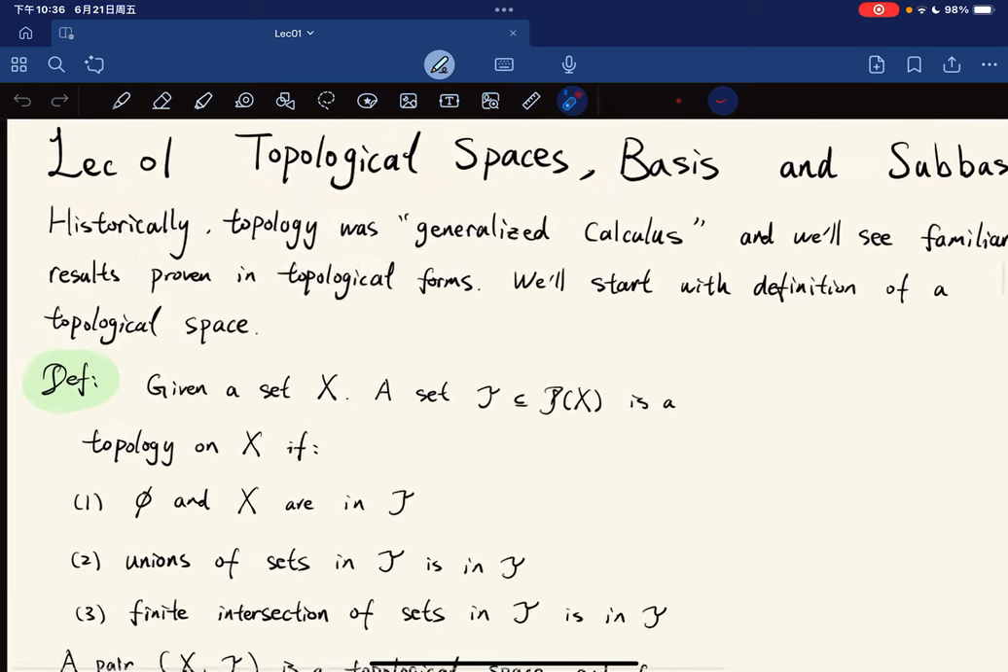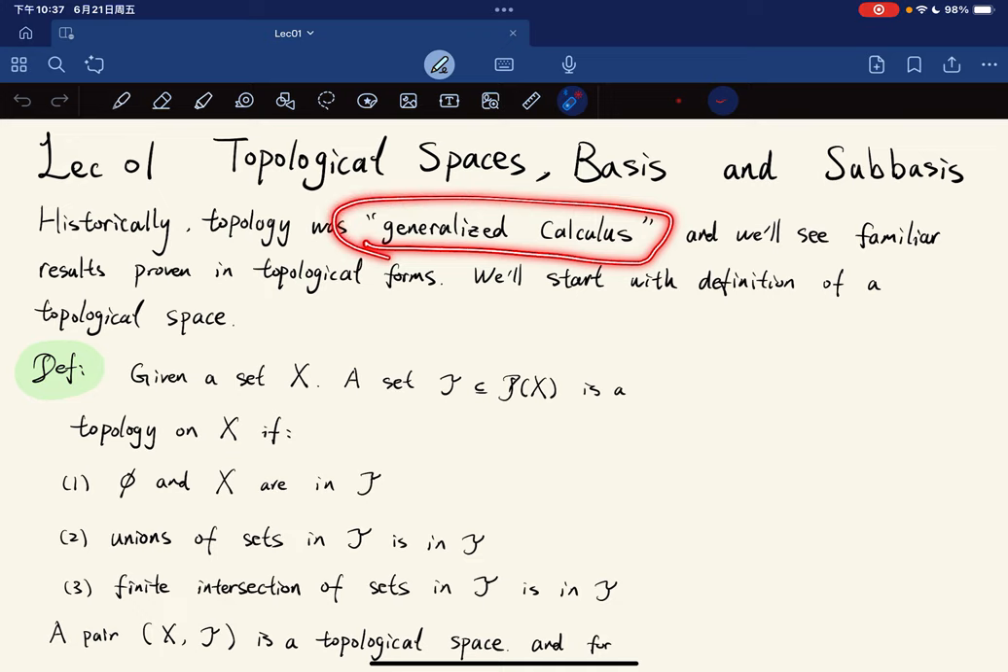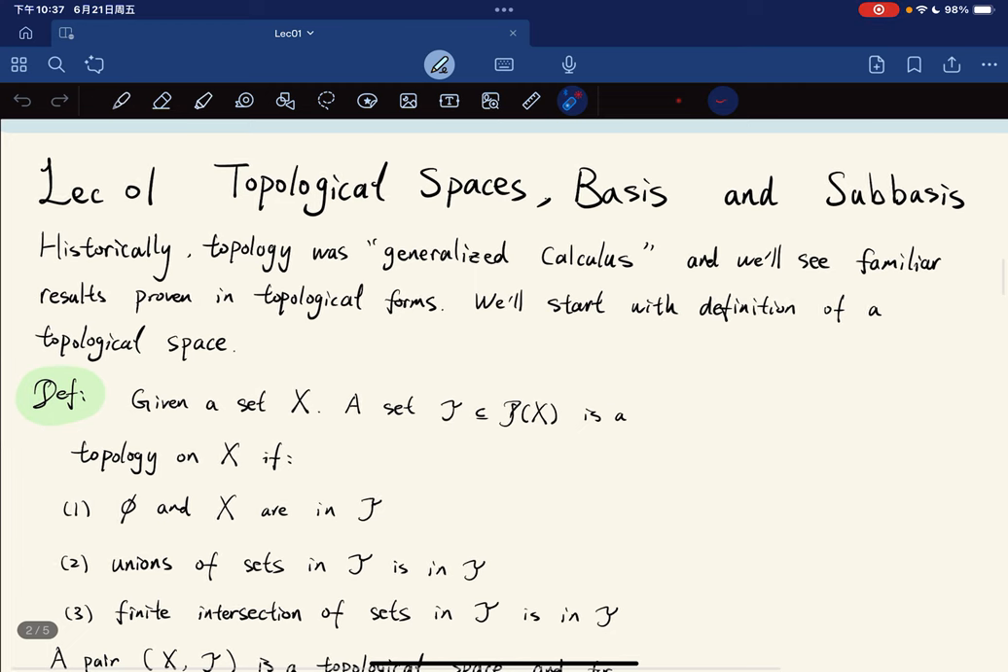Okay, so topology here, historically, is like generalizing. The study of topology starts from the Euclidean spaces and straight lines. We'll see many familiar results in calculus proved in topological forms, in the language of topology. So it is more like generalized calculus. And we'll start with the definition of what a topological space is.